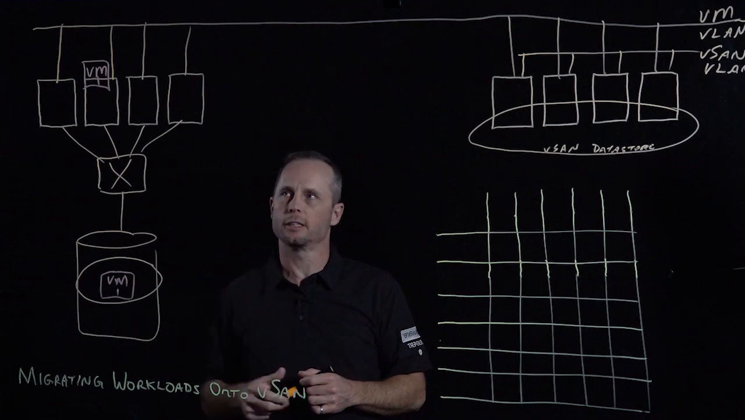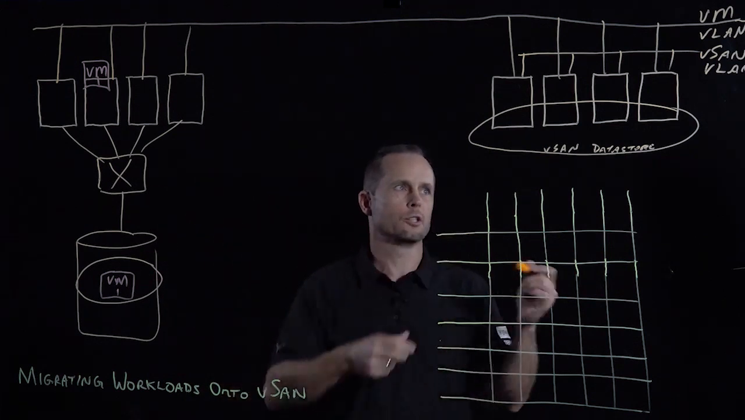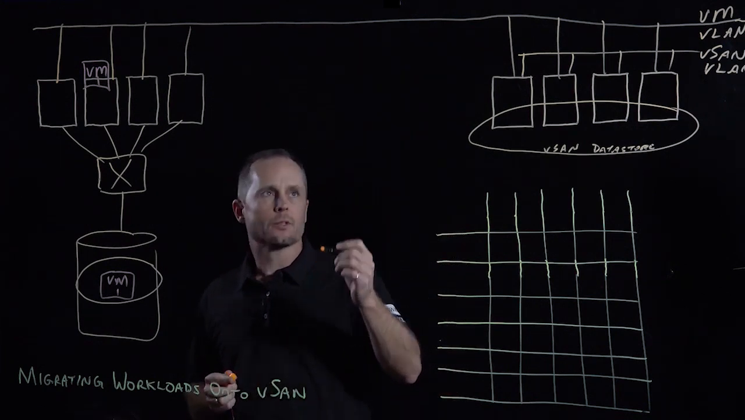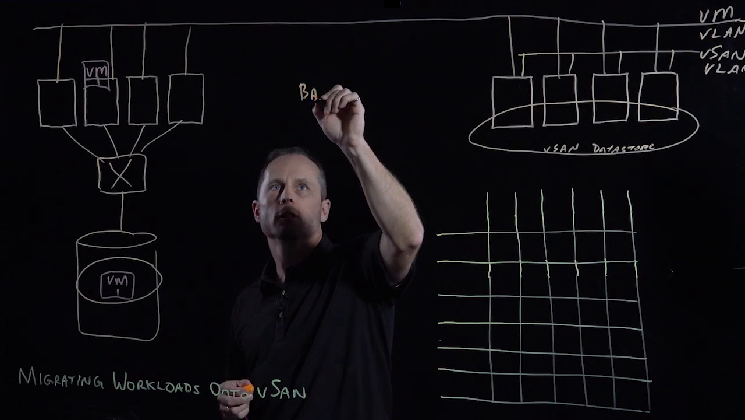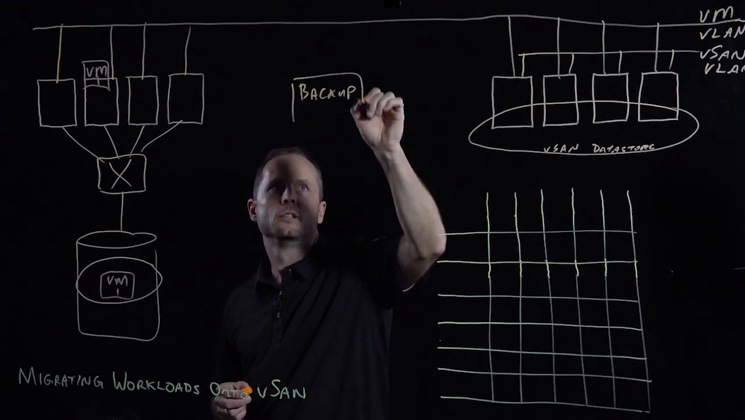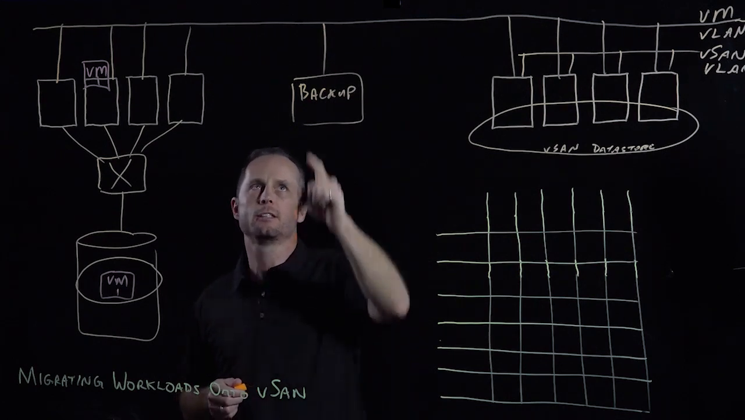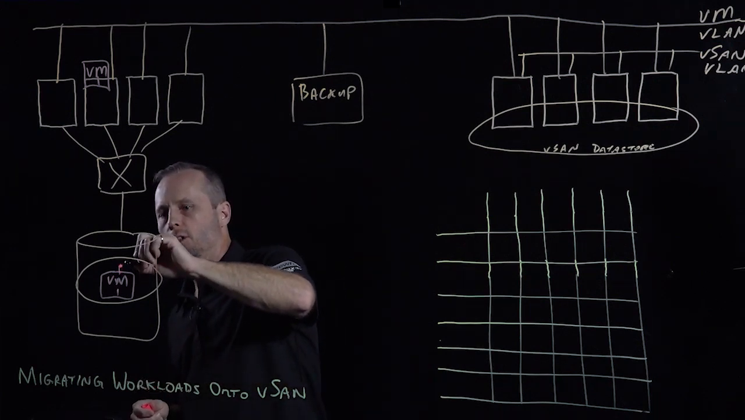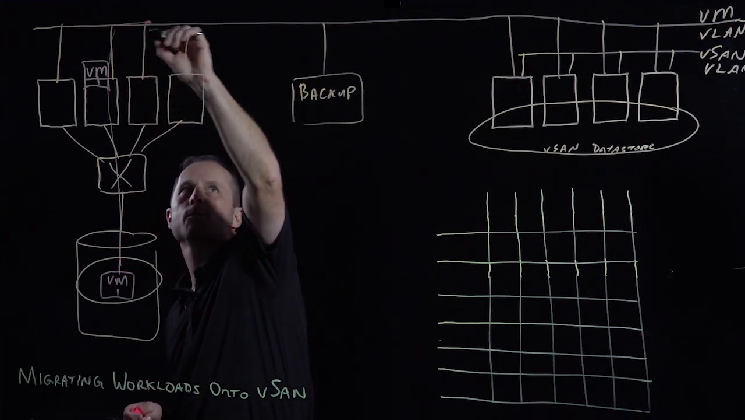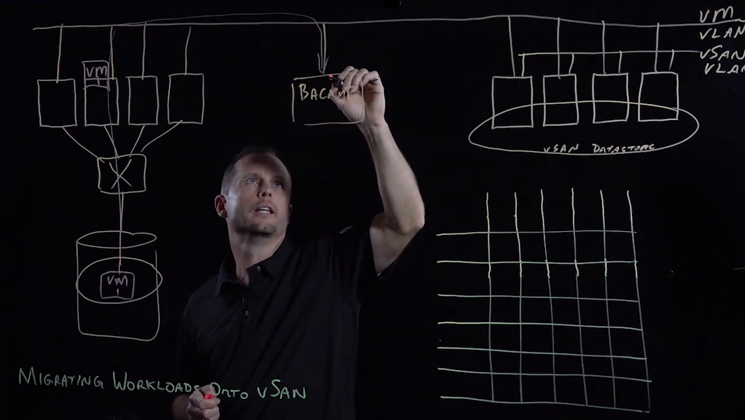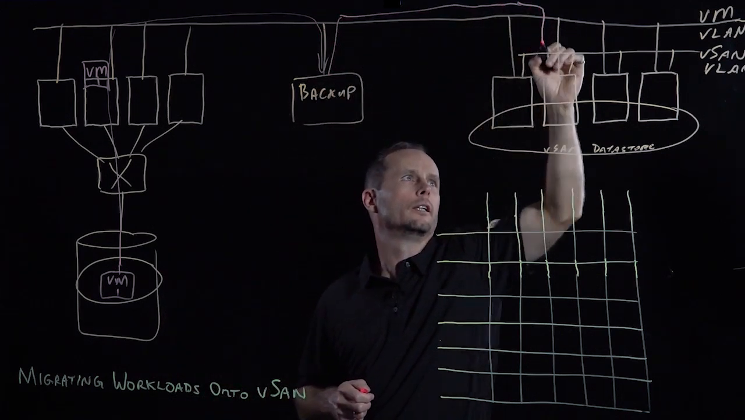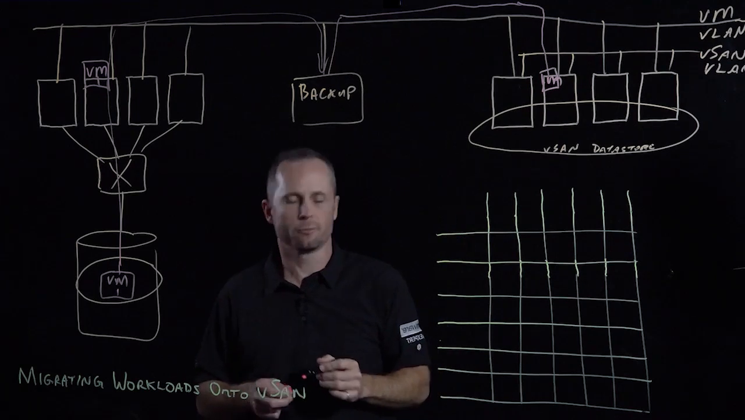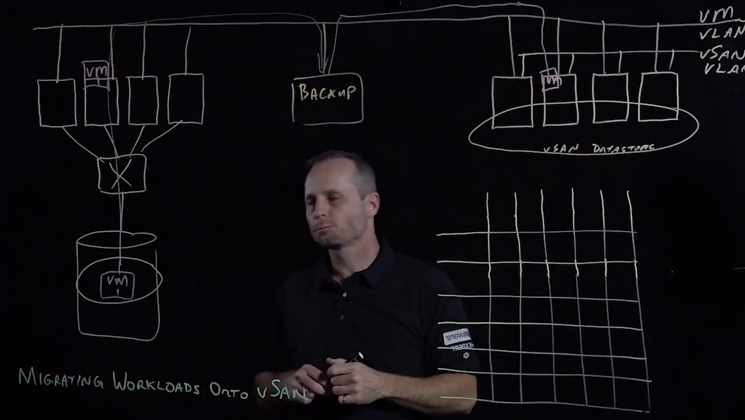All right, I've got my VM, I've got the data on this host. How do I get this virtual machine over to the vSAN Datastore? The first option would be backup. So I have some backup server connected to this network. The virtual machine data could be pulled through the virtual machine, up through the network to the backup network, and then across the network again, down to this host, and restored on this host, or any host in that cluster.